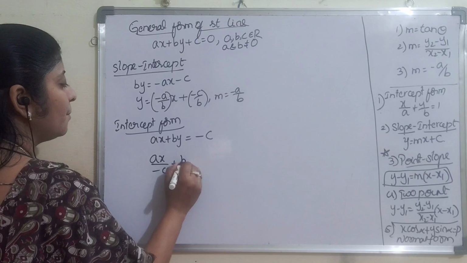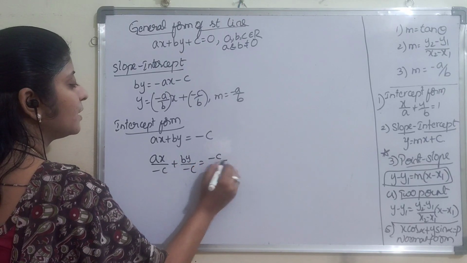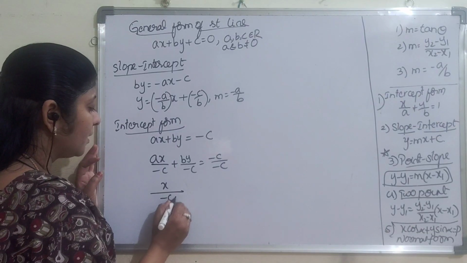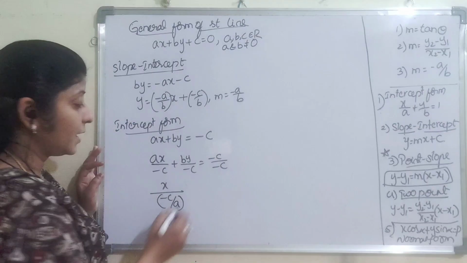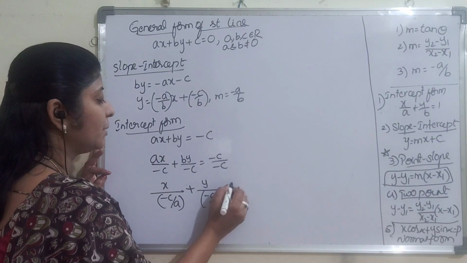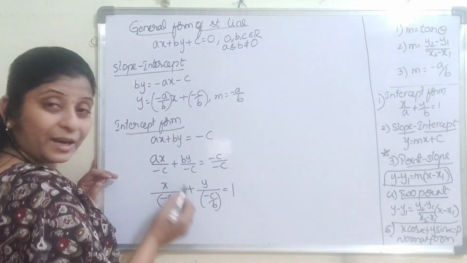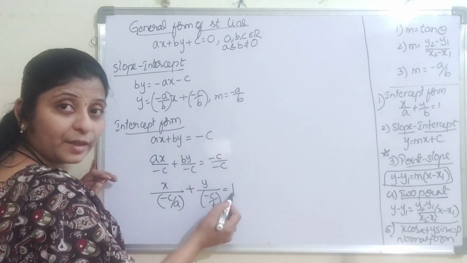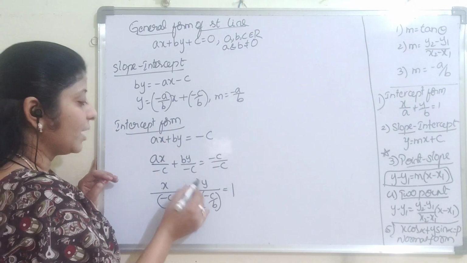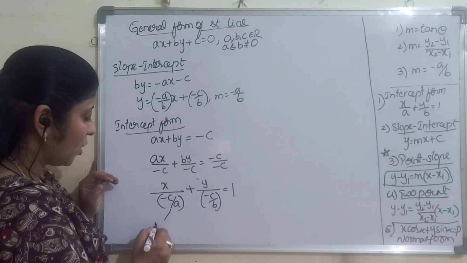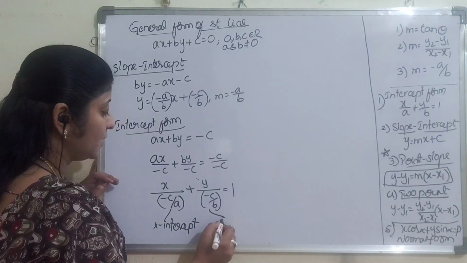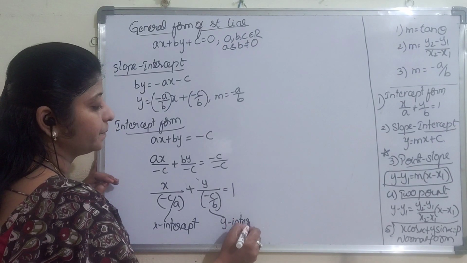Ax by minus c, by minus c equal to minus c by minus c. So x coefficient should be 1. So it can be written as x by minus c by a plus y by, it can also be written as, c by b, which will be equal to 1. So now in the middle plus is there, right side 1 is there. Numerator xy coefficients are 1. So x by a plus y by b equal to 1. So this is called x-intercept for the general form, and this is called y-intercept.